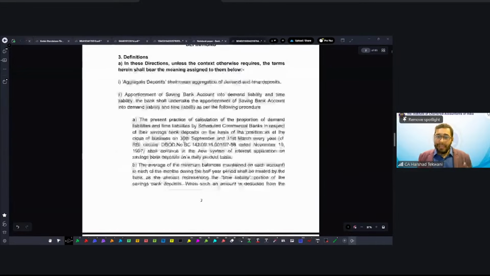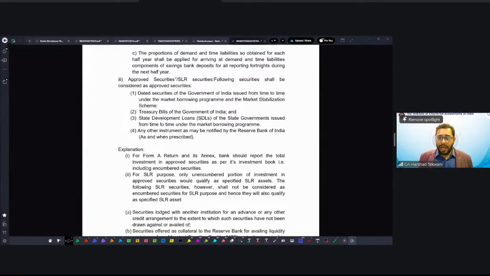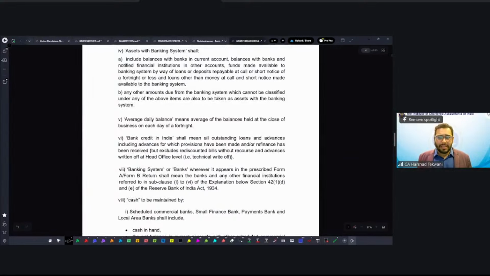And here they have specified what aggregate deposit means, what approved securities are there for the SLR purpose. A lot of things they have specified in this. What is the average daily balance? And what things you are required to include in case of demand deposits, what things you are required to include in case of net balances in current account. A lot of things have been specified in this particular regulation, which is required to be followed by the bank.